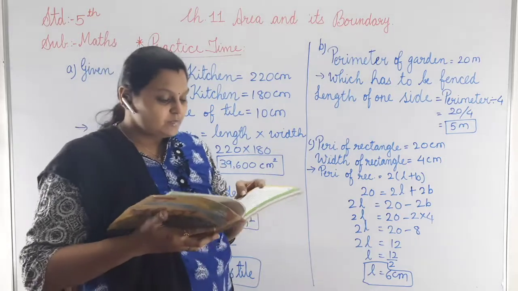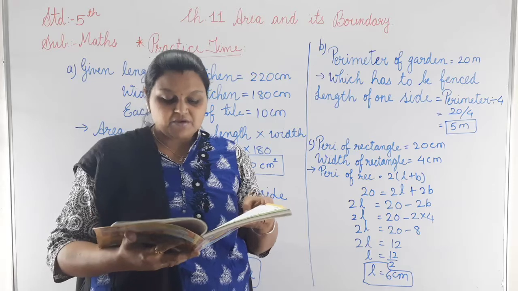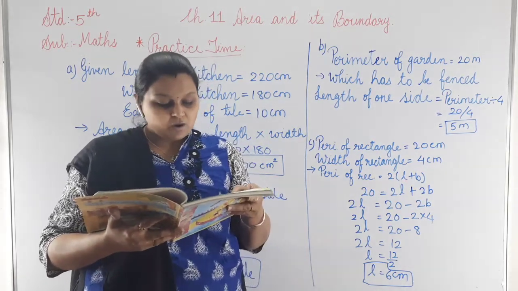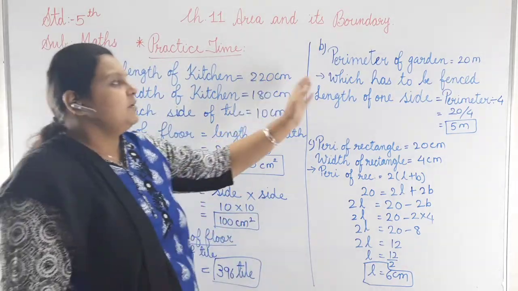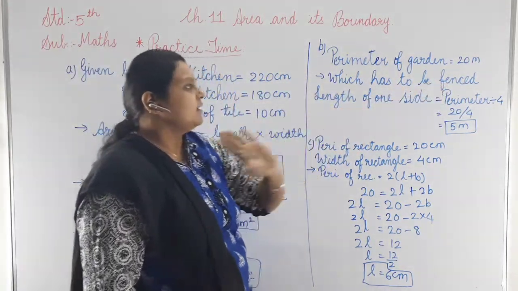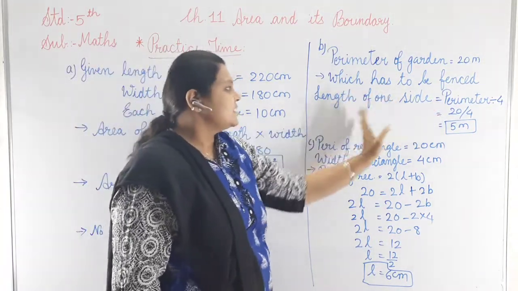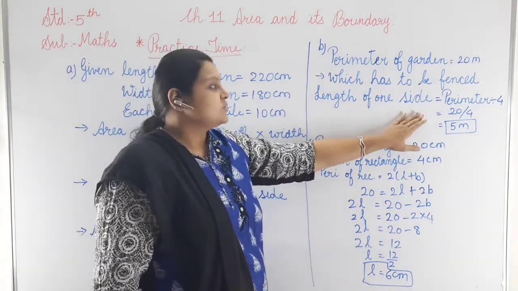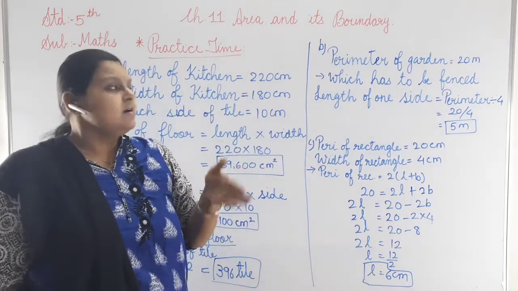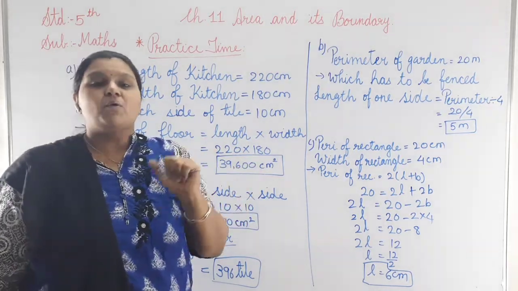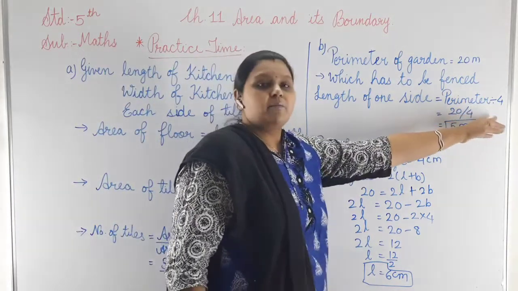Now B. The fencing of a square garden is 20 meters in length. How long is one side of the garden? Here the perimeter of the garden is given as 20 meters, that is to be fenced. So we want to find the length of one side. We need to divide it by 4. Why? Because it has 4 sides. So perimeter divided by 4.